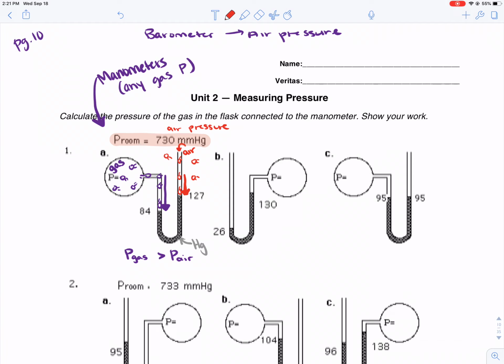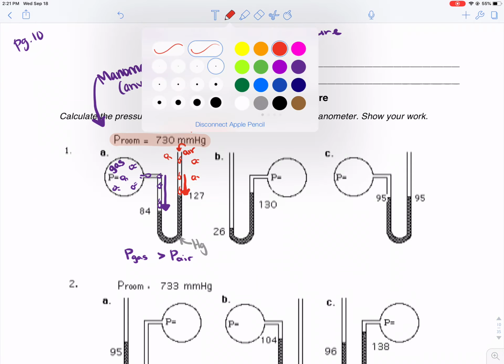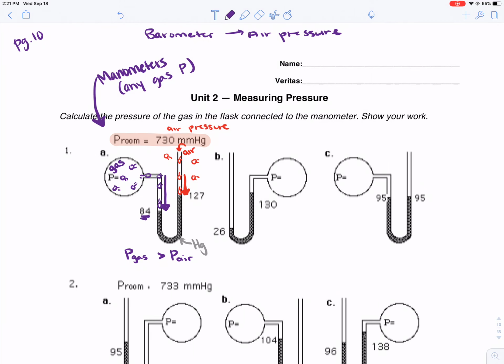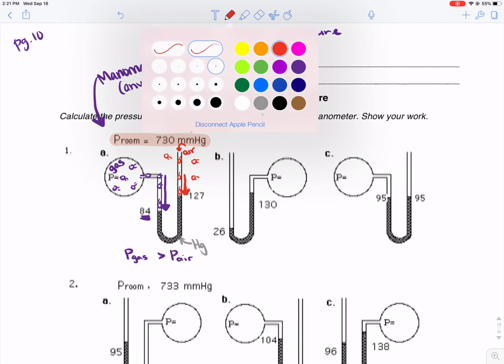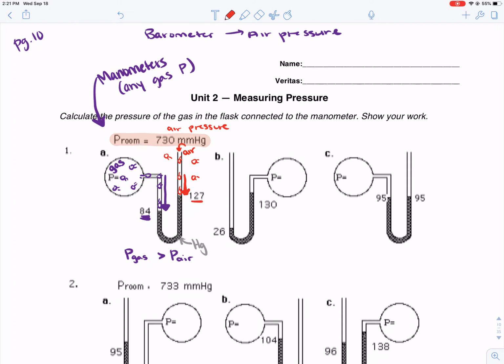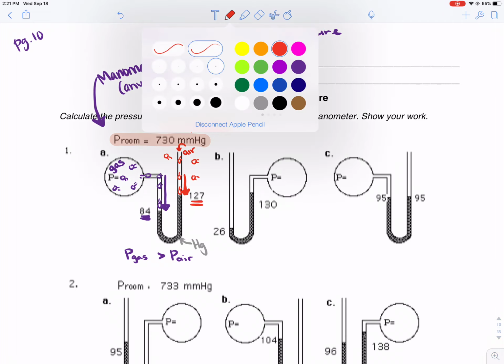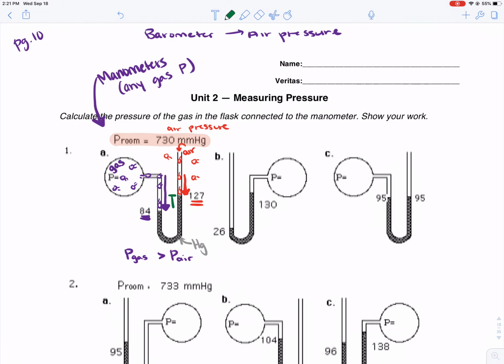So we have two measurements. We have a measurement for the height of the mercury on the side of the manometer open to the gas, that's 84. And we have a measurement for the height of mercury on the side of the manometer open to the air, that's 127. So we want to figure out what is the difference in the heights of the mercury. So how many millimeters different is the mercury on each side of that tube?